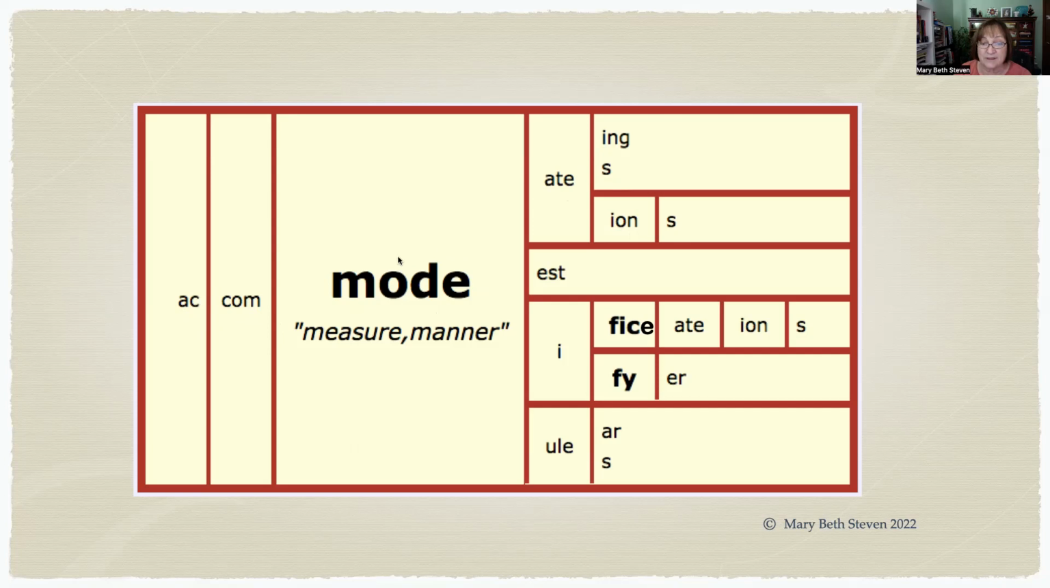I have that option. I could start just with MODE, add an EST, and get the word modest. Here I have a connecting vowel, as I was showing you before, right? It's in one of those inner cells close to the base. What I'm doing here is forming compound words. MODE plus I plus FICE plus ATE plus ION plus S would be modifications, right? Or if I went the other way to the other base, FY, I could have modify or modifier.